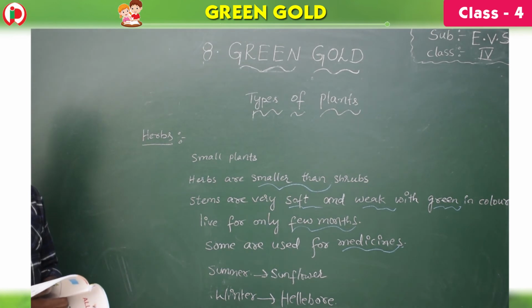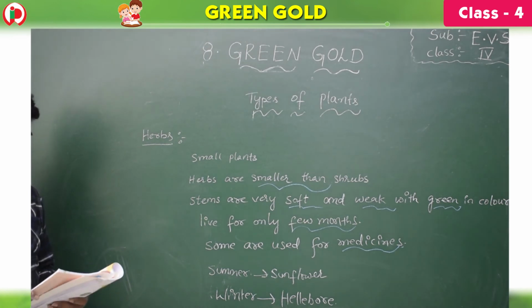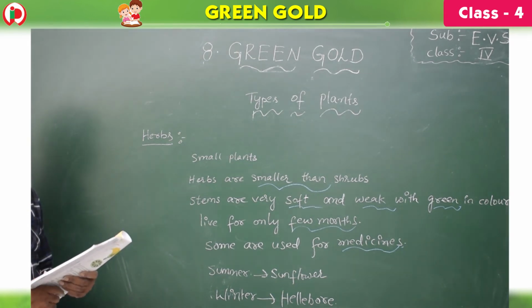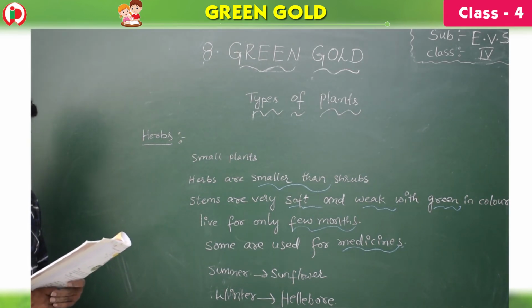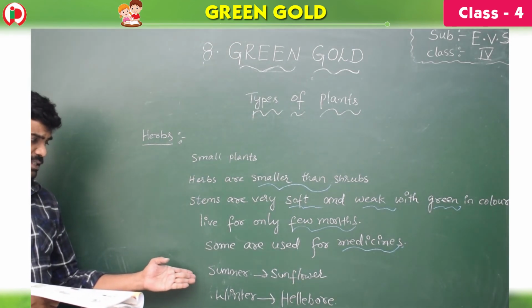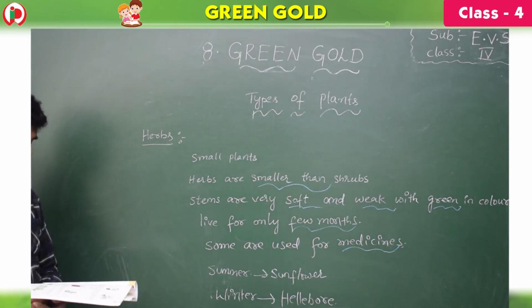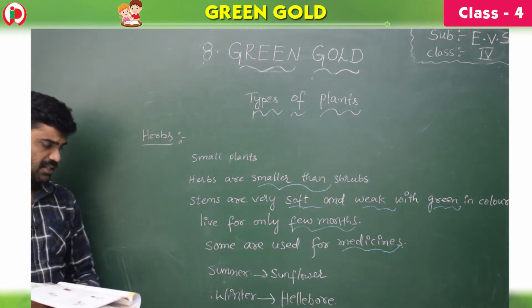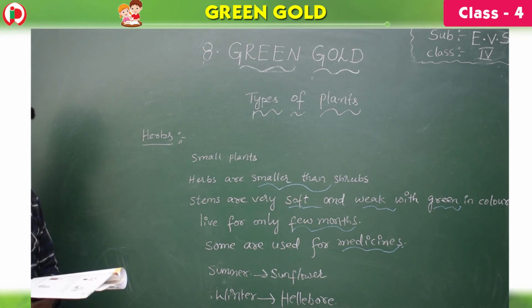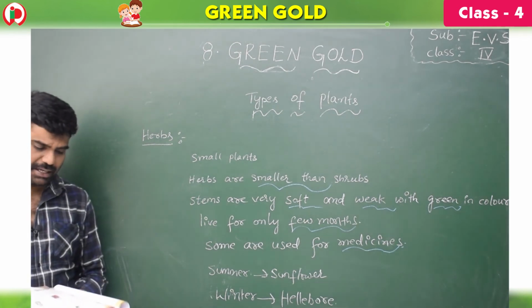According to the season only they live, children. In summer, the sunflower lives only in the summer season, and hellebore lives only in the winter season. And some are used for medicines also, children. Examples are mint, spinach, tulasi, brinjal.